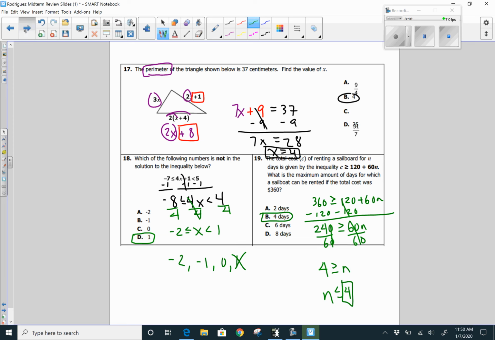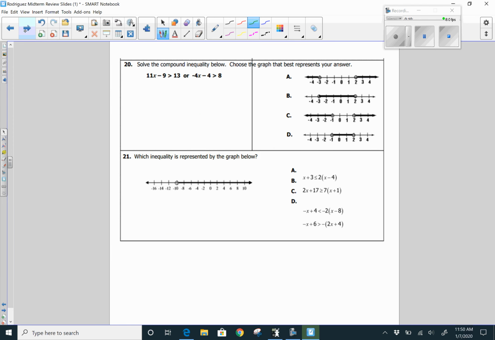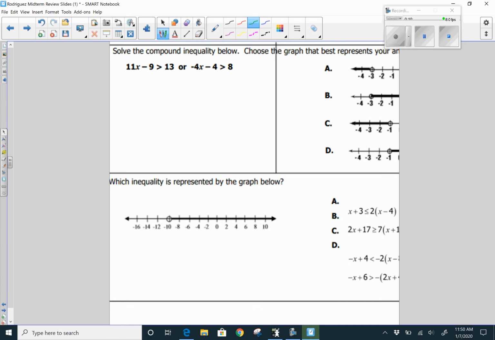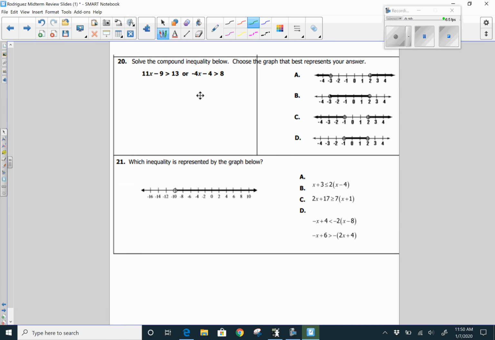All right. Solve the compound inequality below. Lord, we keep doing this. All right. So let's just make this a little bit bigger so we can see it. So what we want to do is add 9 to both sides. 11x is greater than 13 plus 9, which is 22. Divide both sides by 11. Cancels out. X is greater than 2.